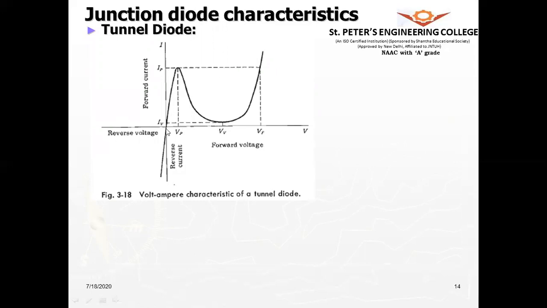As we increase the forward voltage, there is a sharp increase in the current up to some point, and that point is called the peak point. And this is the valley point. After the peak point is reached, when we continue to increase the forward voltage, the current slowly starts decreasing and falling down up to some value called IV, that is the valley current.